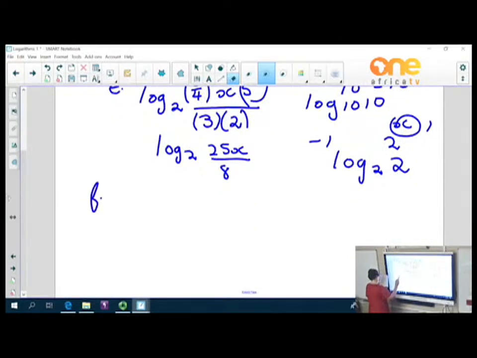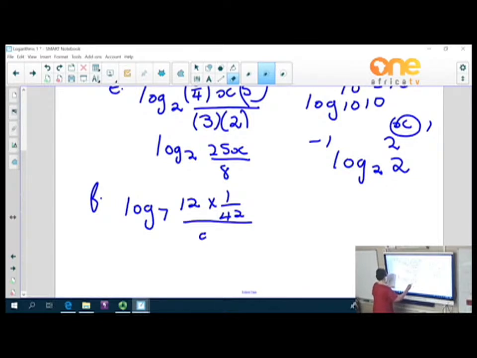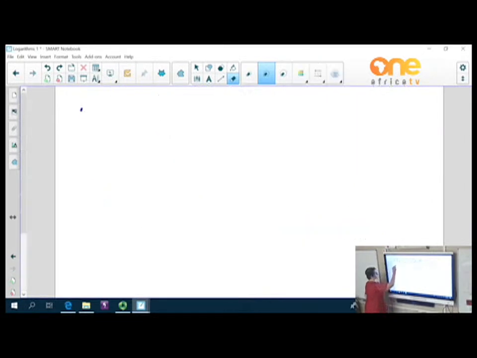Number F. This is base 7 this time, so it's log base 7 of 12. I will multiply it with a 1 over 42 because that is addition. And then we will divide with that 98. And this is then log base 7 of, and if you just simplify this whole sum, it is 1 over 343. Just simplifying that one. Right, question 2.